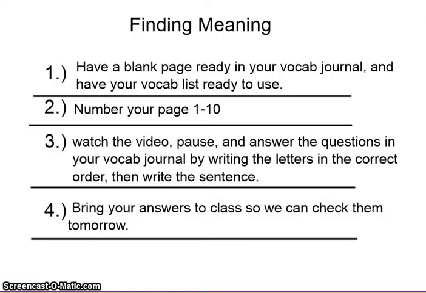For this first activity, we are going to be conducting our finding meaning exercises again. So it's just like finding meaning, the first one that we did last week. So the directions again are: number 1, have a blank page ready in your vocab journal and have your vocab list ready to use. Number 2, number your page 1 to 10.